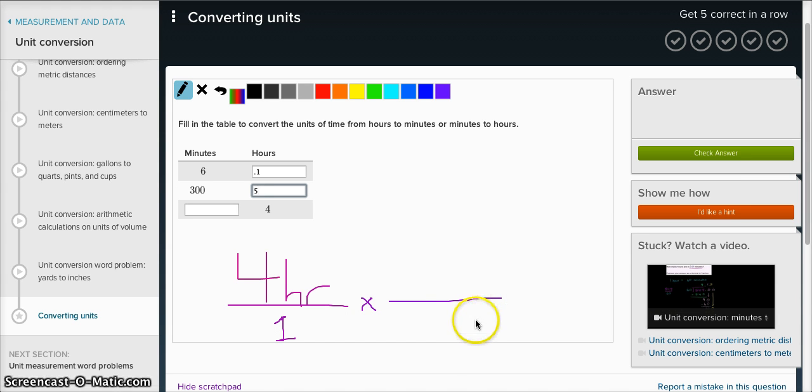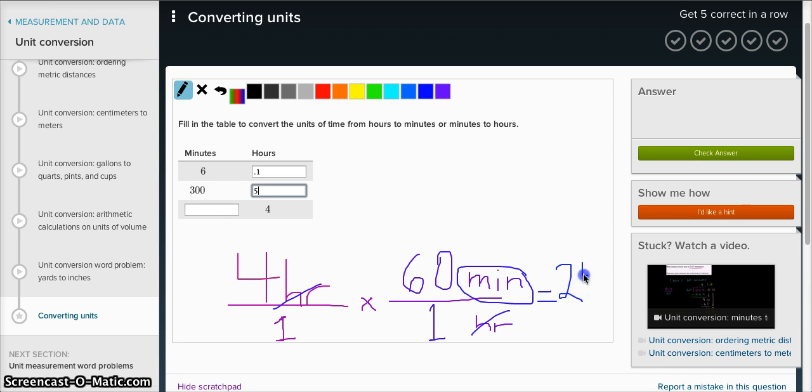Since I'm going from hours to minutes, hours goes on the bottom. Now minutes goes on the top. So 60 minutes equals 1 hour. So now our hours cancel out, so we're just going to be left with minutes. So 4 hours is 240 minutes.